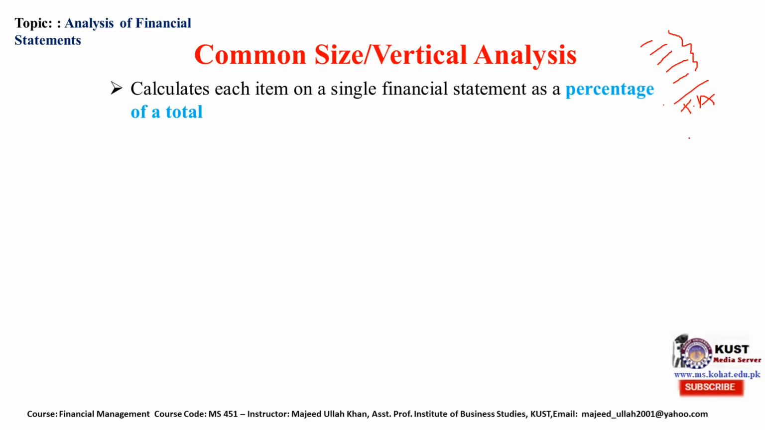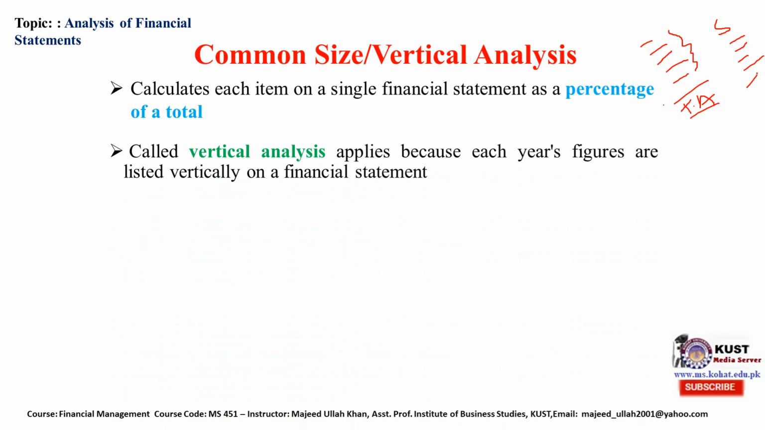In the income statement, each item will be expressed as a percentage of the sales. So sales will be considered as 100%. Why is it called vertical analysis? It is called vertical analysis because this total asset becomes 100%. Then we calculate every item as a percentage as it is reported in vertical form. So we call it vertical analysis. Vertical analysis applies because each year's figures are listed vertically in the financial statement.